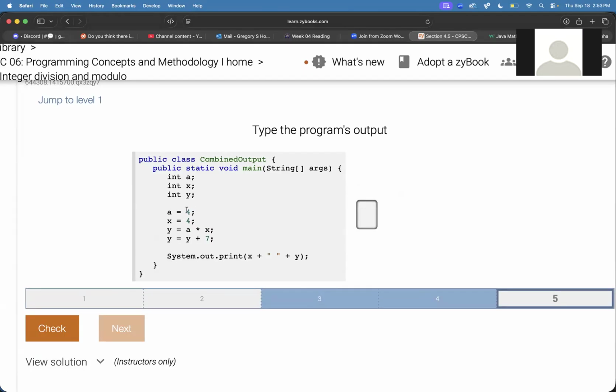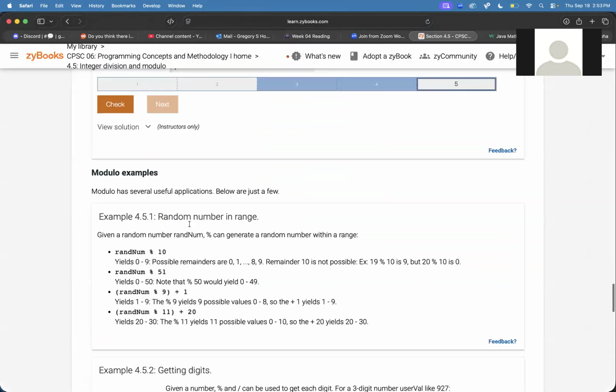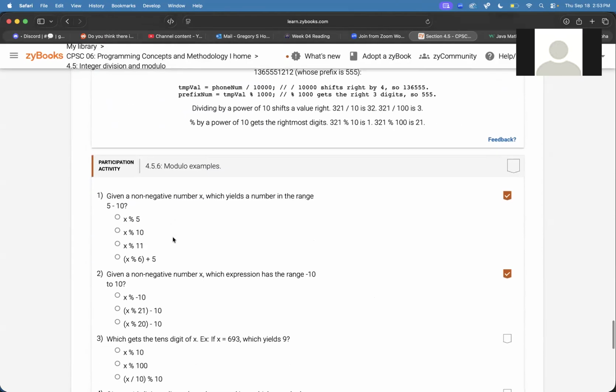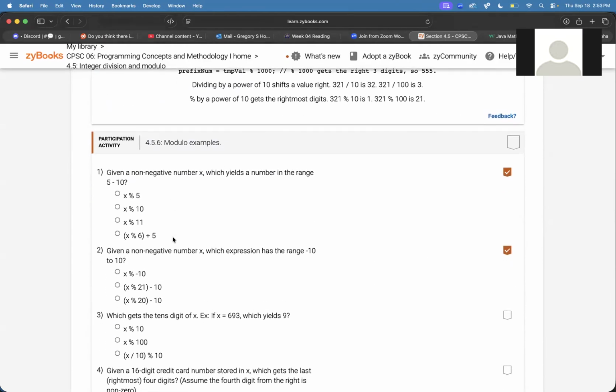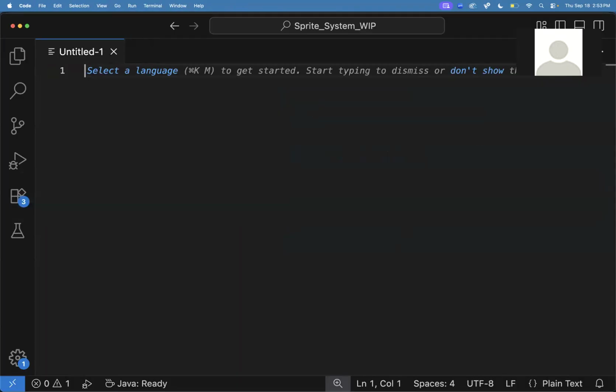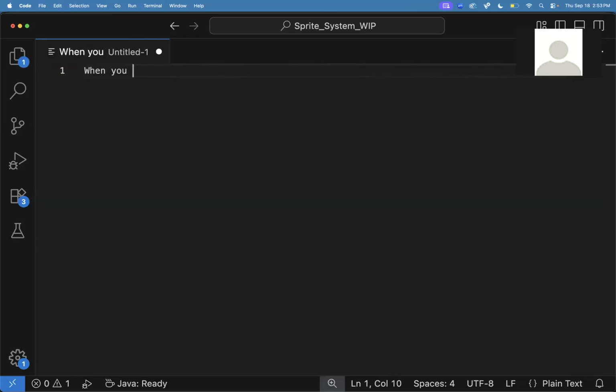This one's just adding and multiplying. I'm not going to do it. This one is kind of thinking about what kind of remainders you could get. And so the key here is understanding that when you divide, the remainder has to be less than the divisor.